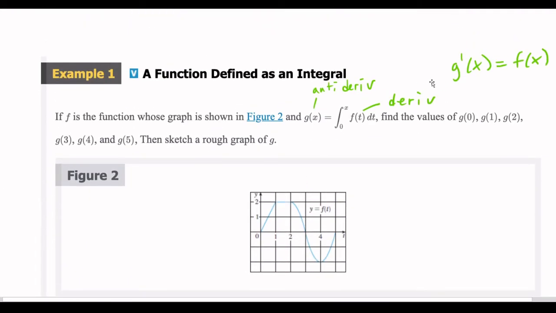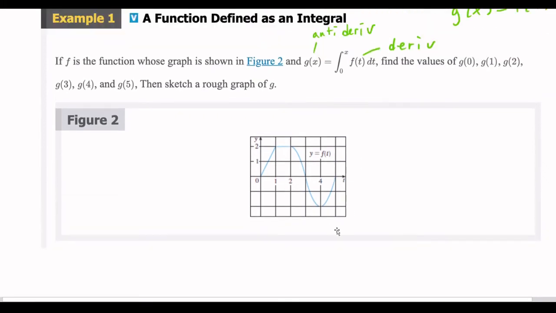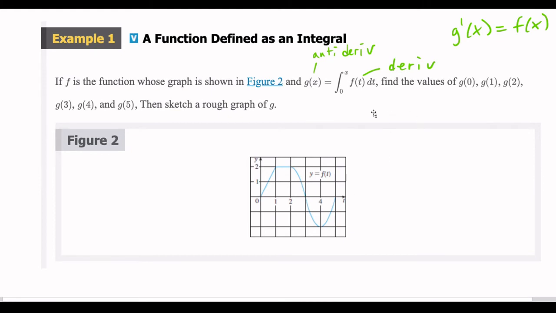So how do I do something like this? Well, it's just like we did before. There's a solution down there that we'll look through, but let's quickly do one together. Let me switch back to purple. It says find g of 0, g of 1, g of 2, g of 3, g of 4, g of 5, and then sketch a rough graph of g, which we'll do together.